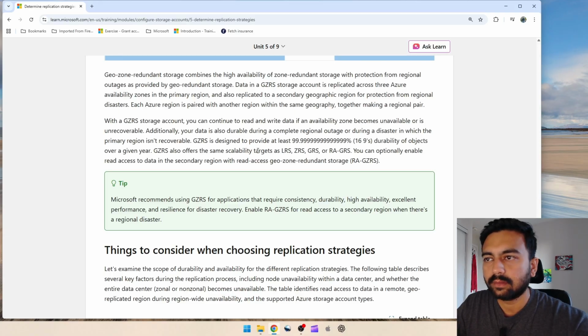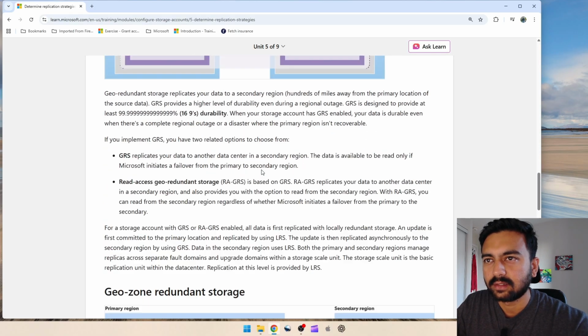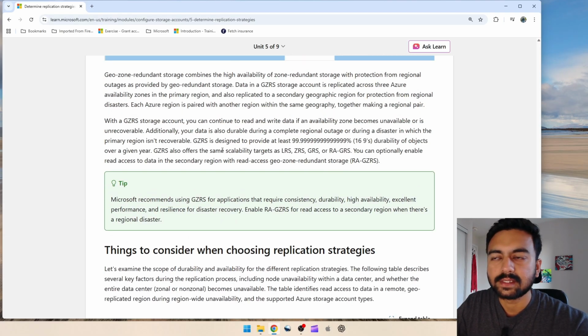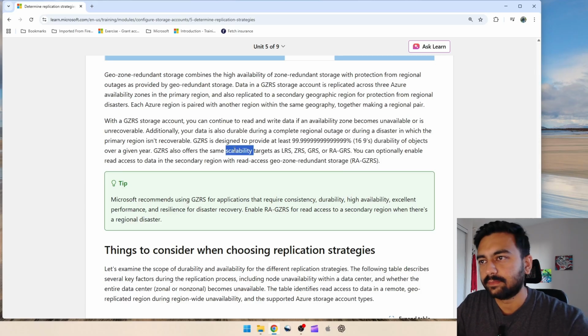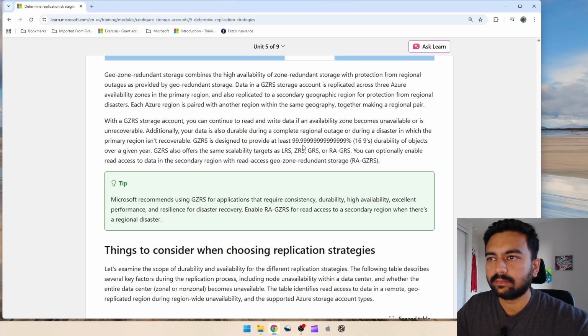So you can scale LRS, ZRS, GRS, so locally redundant storage, zone redundant storage, geo redundant storage, read access zone redundant storage, and yeah, all these can be scaled. So if your app or data grows or lessens, you can move it accordingly. You can optionally enable read access to data in the secondary region with read access geo zone redundant storage.